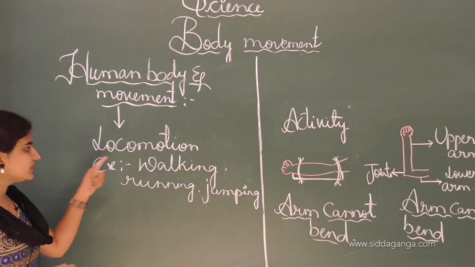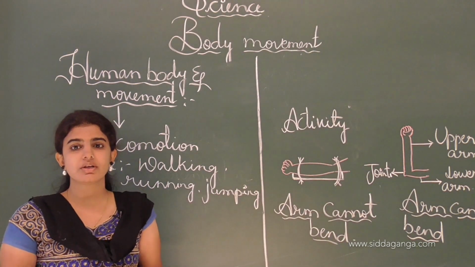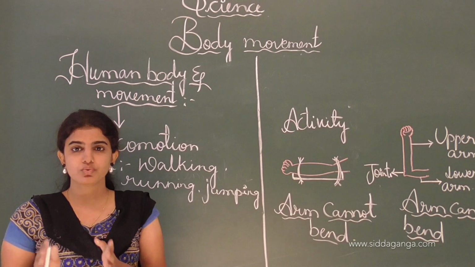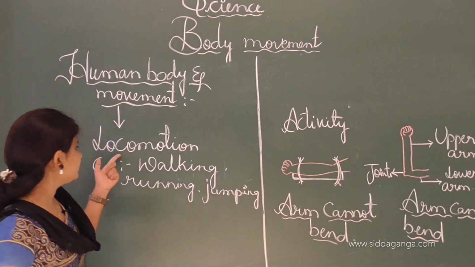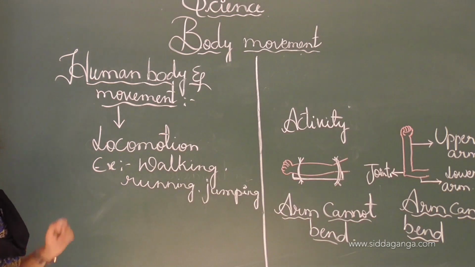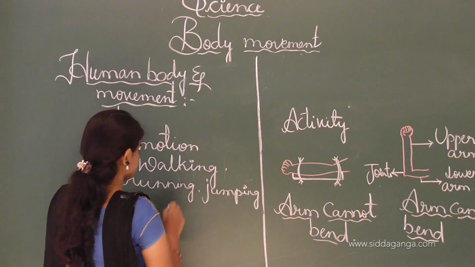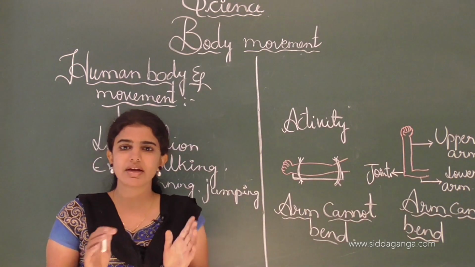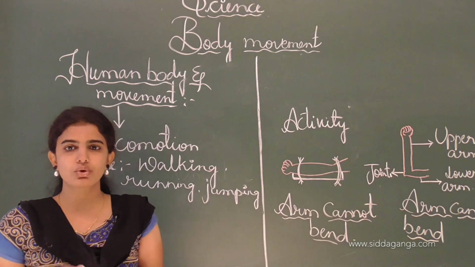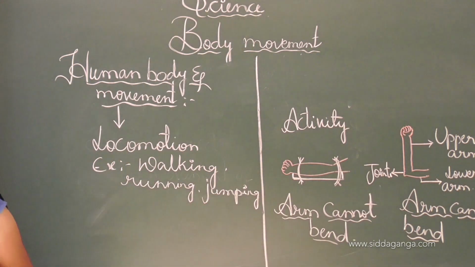Locomotion is nothing but the ability of an organism, human or animal to move from one place to another place by using the whole body. Examples of locomotion: whether we walk, run or jump, we can move from one place to another place, and such a movement is called locomotion. So next we shall move on to the joints of the body.